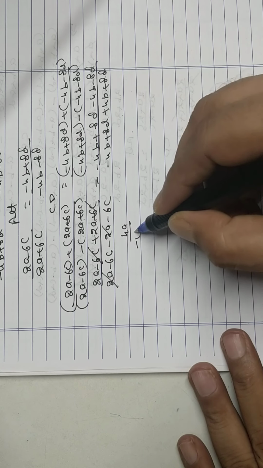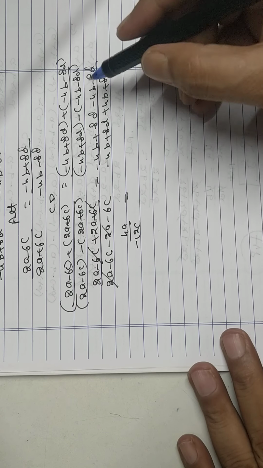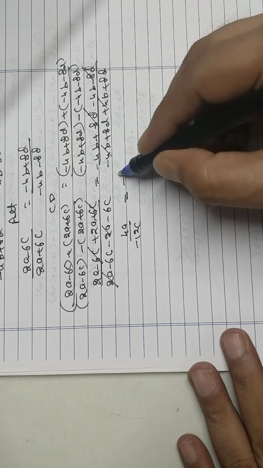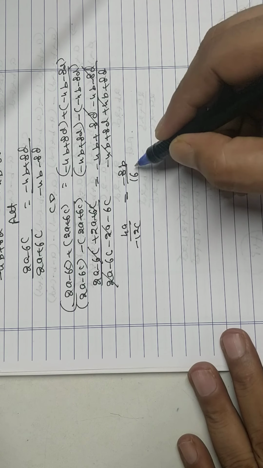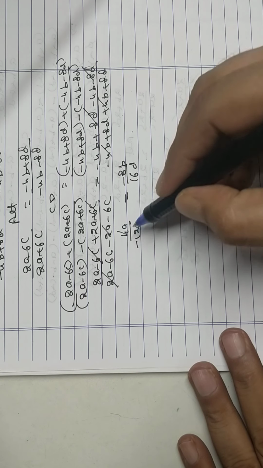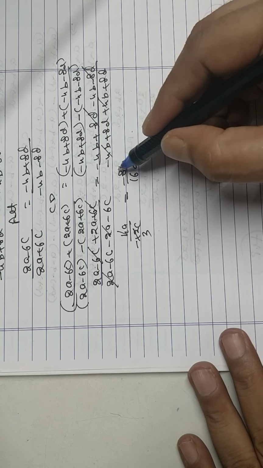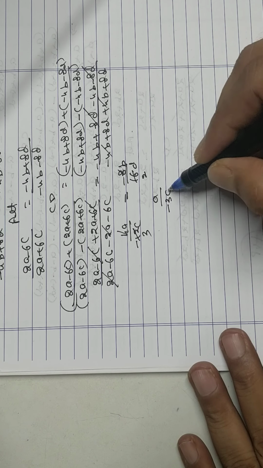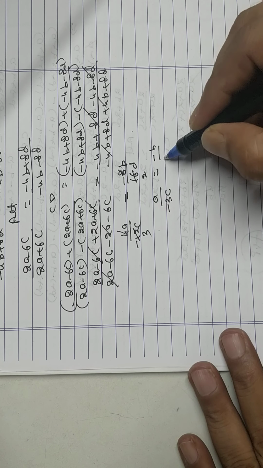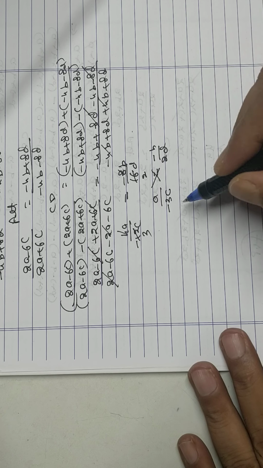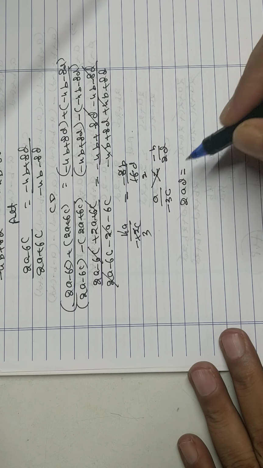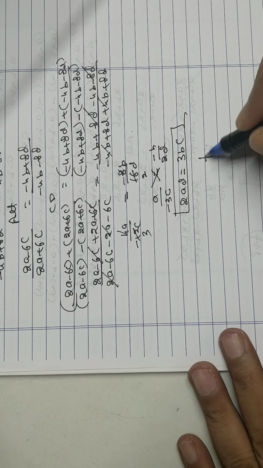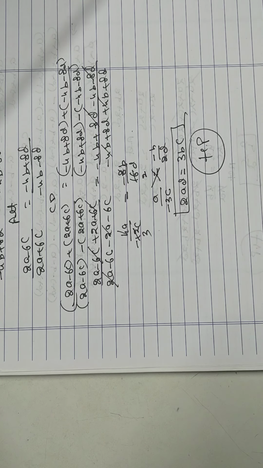4A upon minus 12C equals minus 8B upon 16D. 4 goes 3 times, 8 goes 2 times. So A upon minus 3C equal minus B upon 2D. Cross multiplication, 2AD equal to 3BC. Hence, video ends.